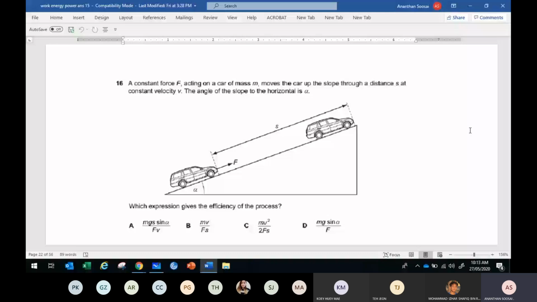Do you want the work done by the thrust to gain potential energy? Yes, right? Because you want to climb a hill. Potential energy means you are climbing a hill, right? So potential energy also is a useful output power. The only thing we don't like to have is what? Heat. So heat is a waste. So the useful output power is the gain in kinetic energy and the gain in potential energy. What is the input power? The input power is the work done by the thrust.